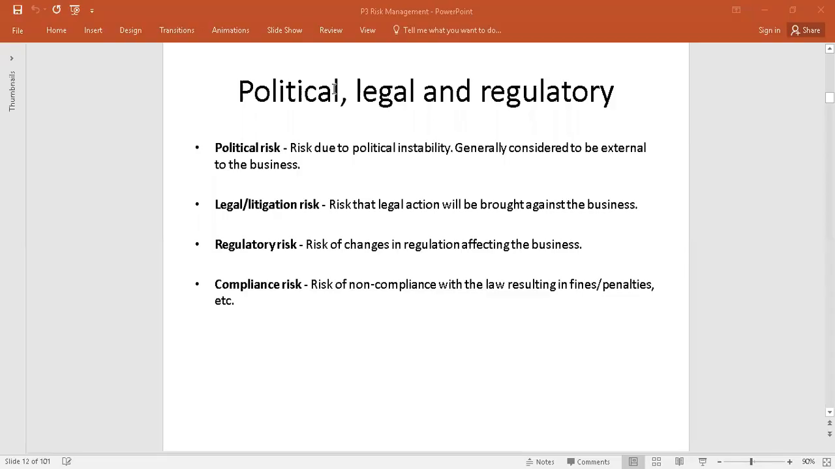The vehicle has passed. So legal or litigation risk, the second one.